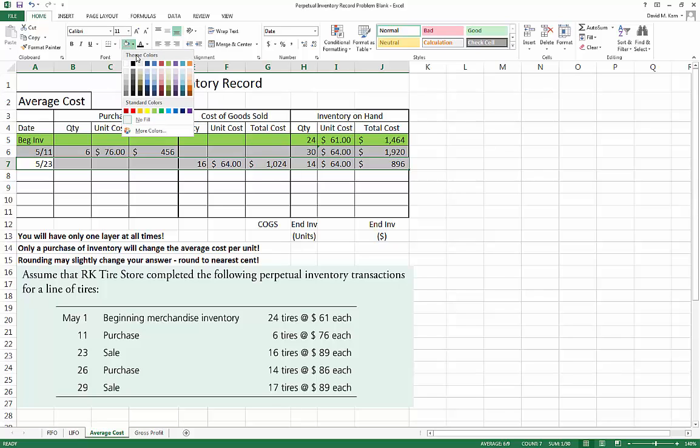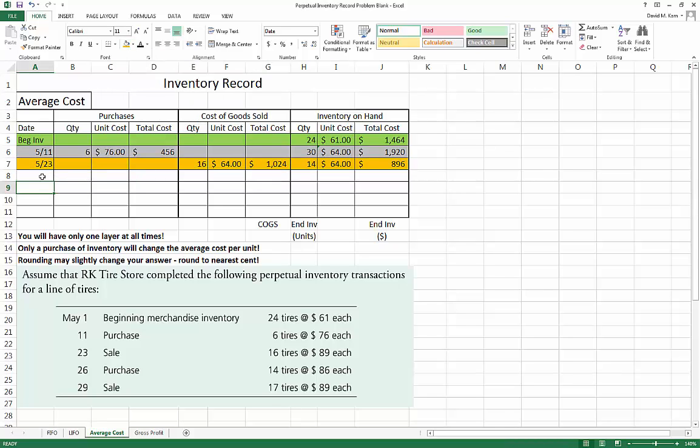All right, let's go with orange here. Then we get to the 26th. Here we are making a purchase, 14 at 86. So we know 14 times 86 is our 1204. All right, so I got to do 14 plus 14, or 28 units total.